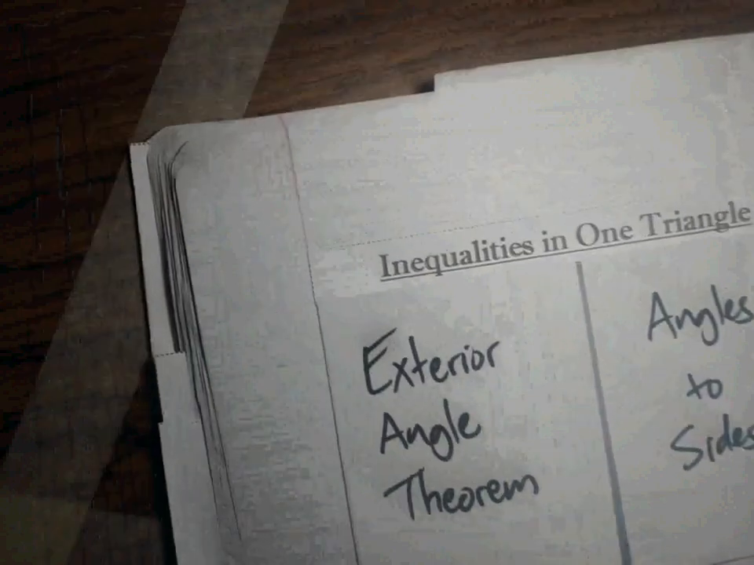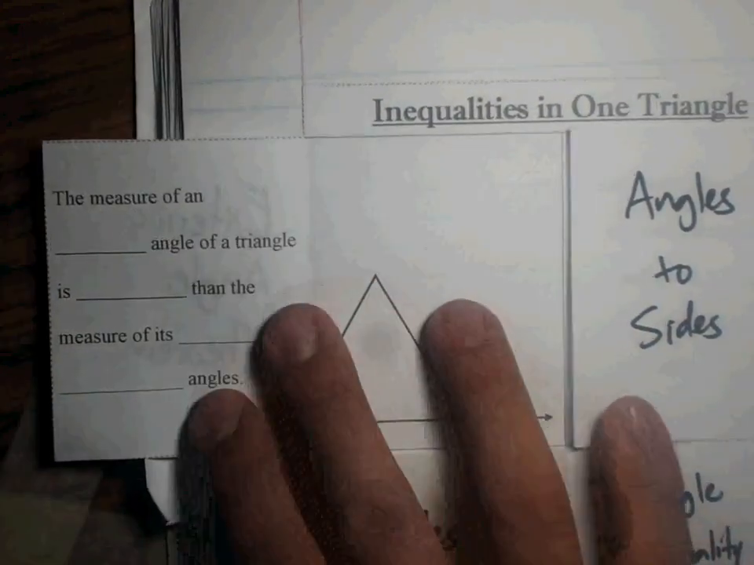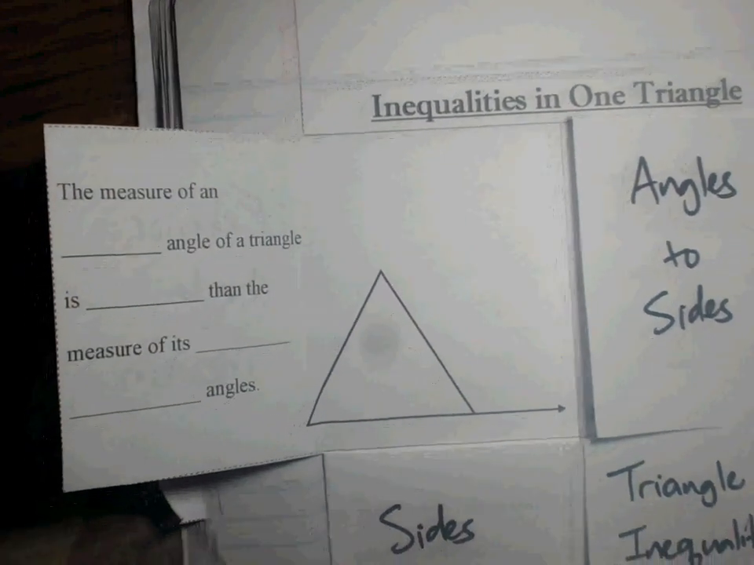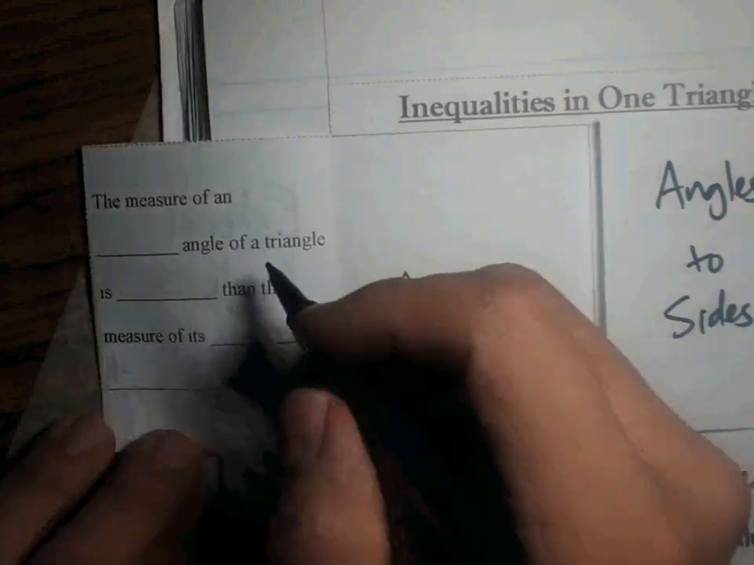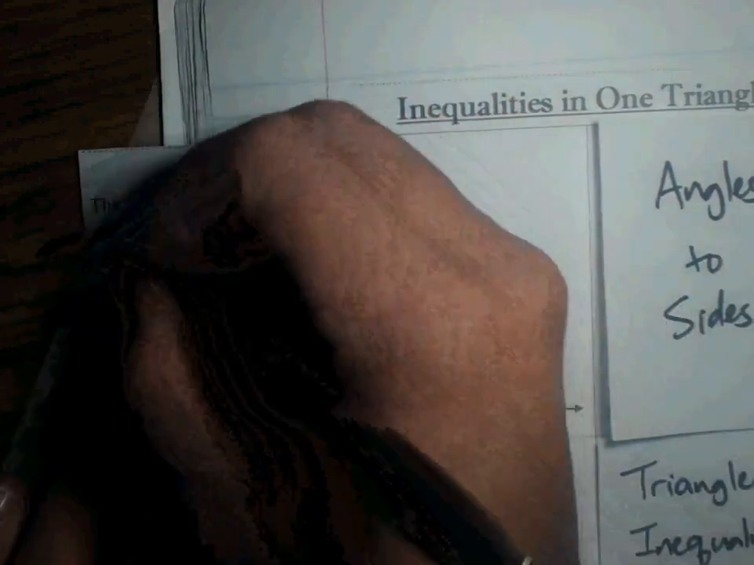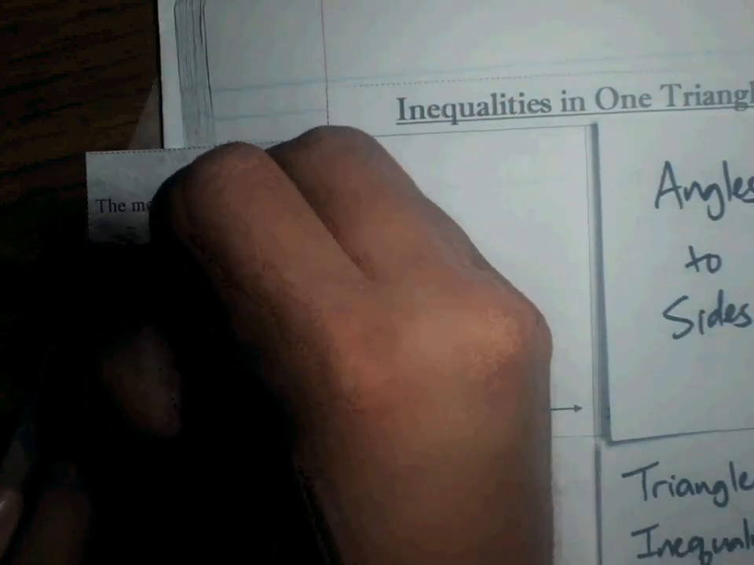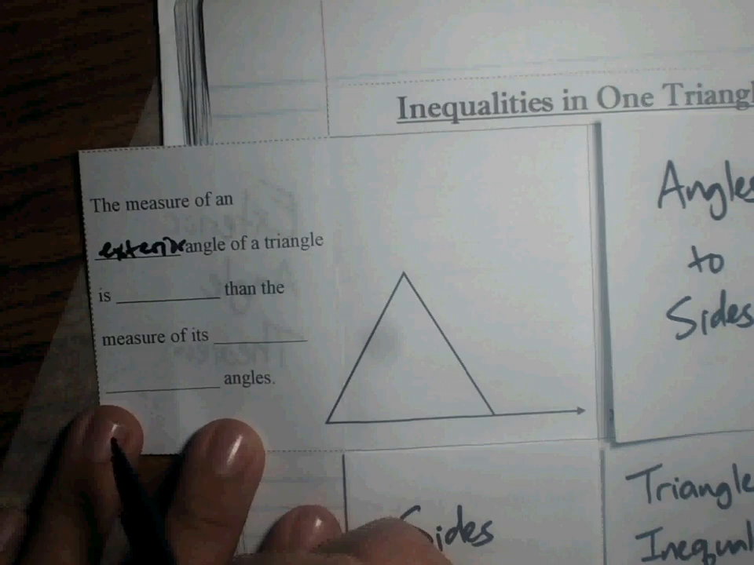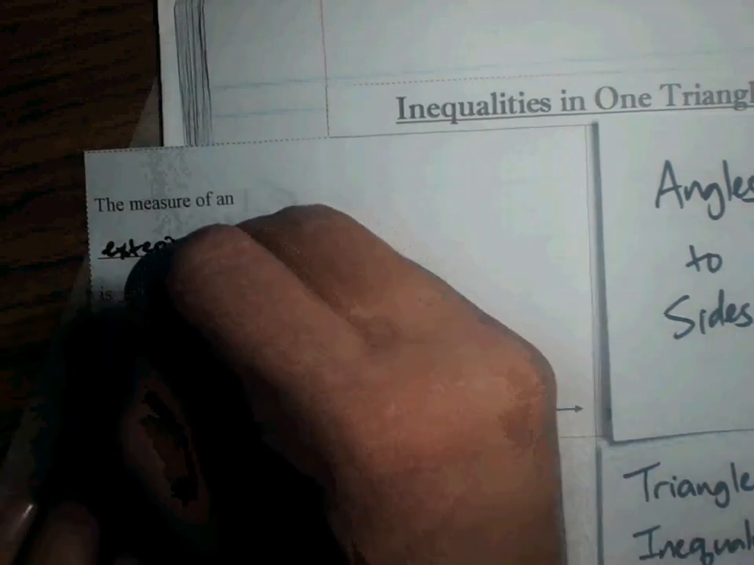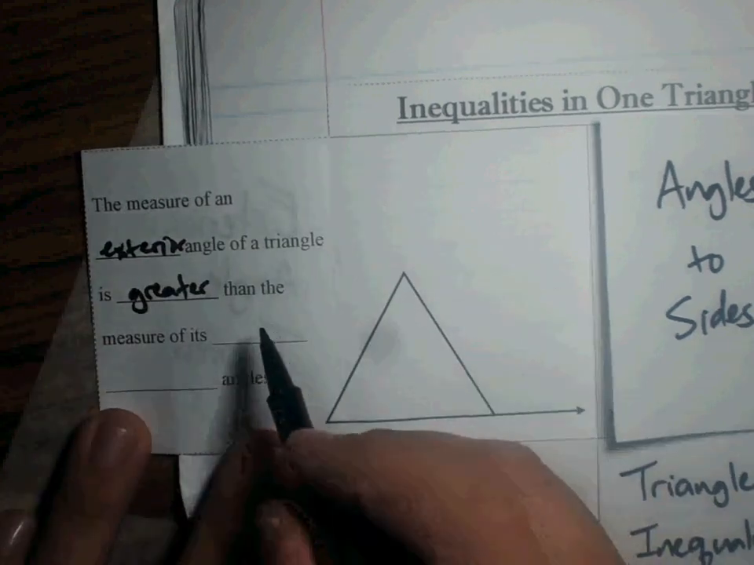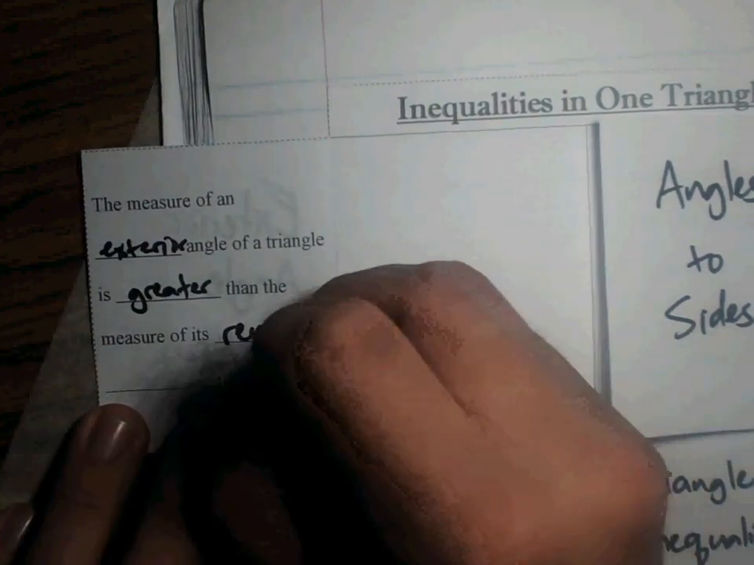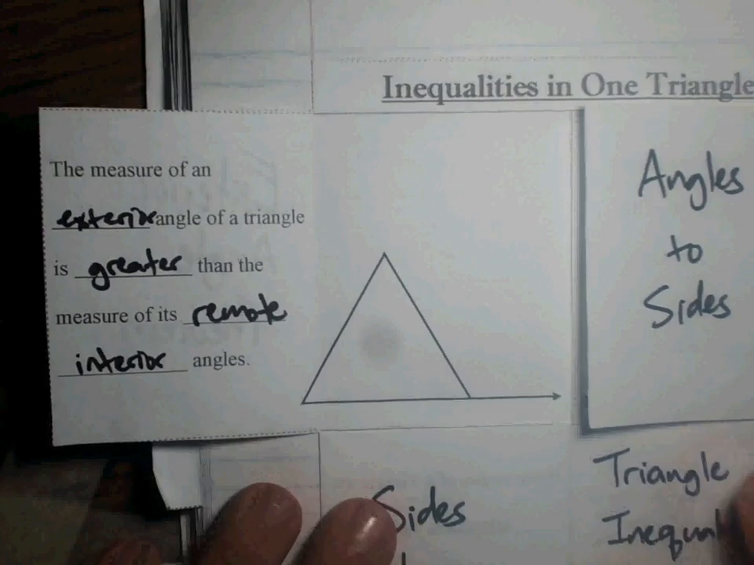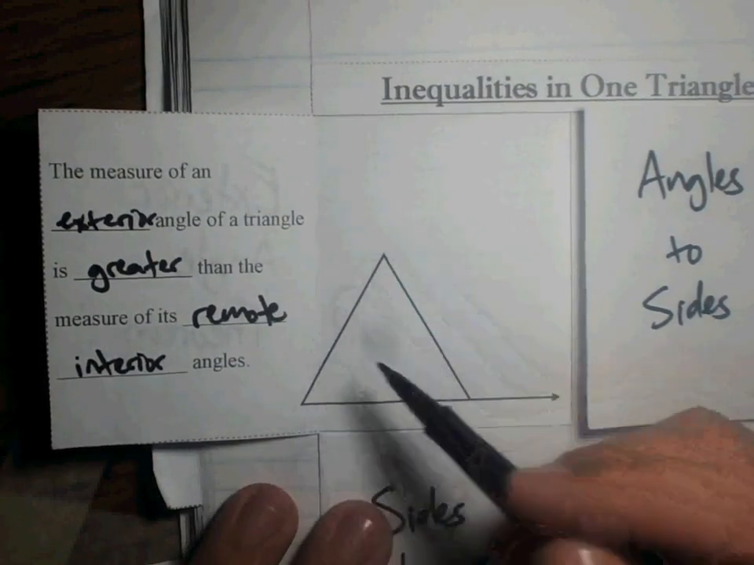All right, the exterior angle theorem. We've actually talked about this one before, and it's the idea that the measure of an exterior angle of a triangle is greater than the measure of its remote interior angles. So really, again, we kind of talked about this before. We have our remote interior.